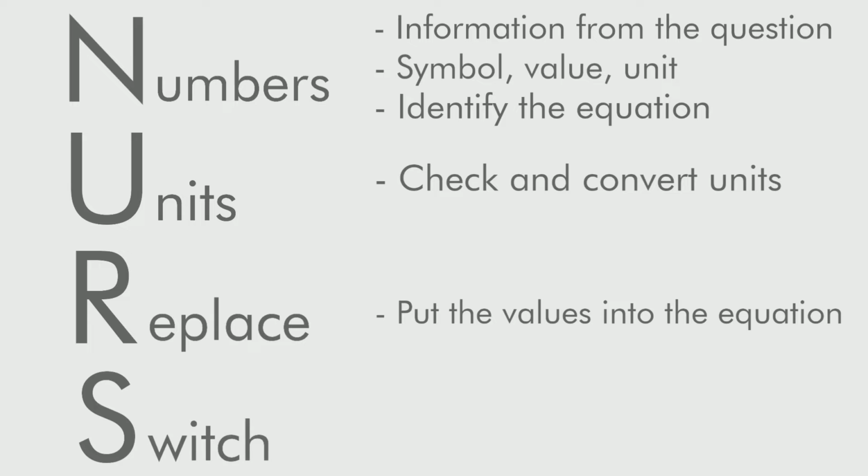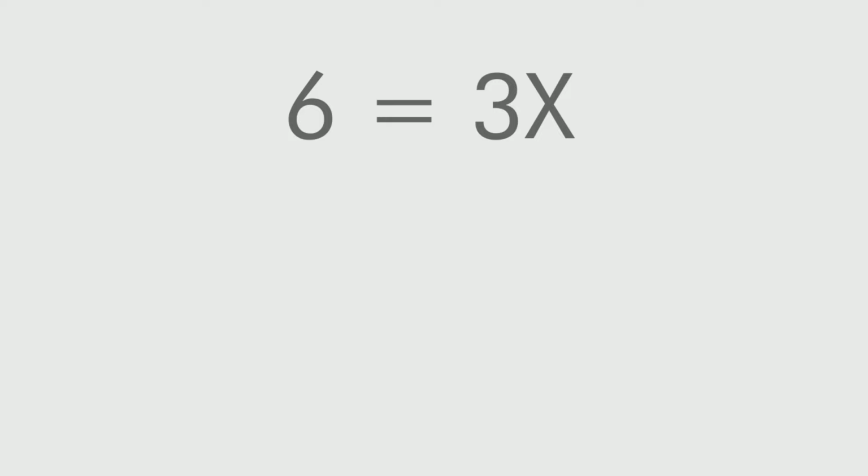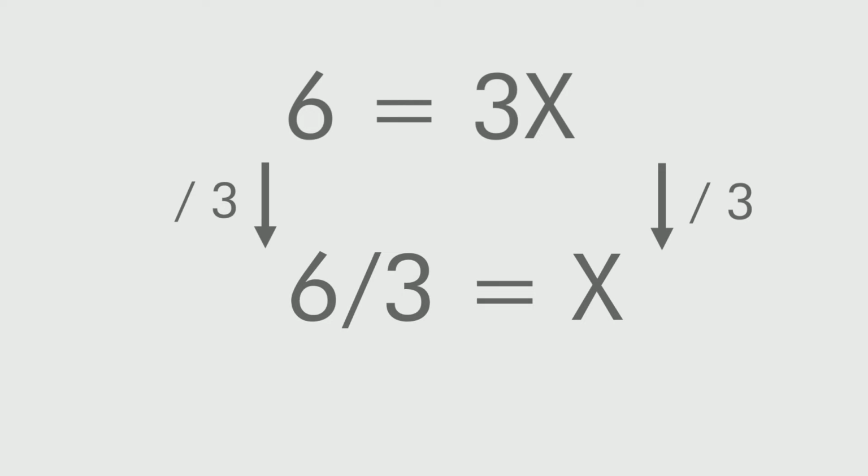The final step is switch. This part is only necessary if after carrying out the replace step, the unknown value you're trying to calculate is not the subject of the equation. If it is the subject of the equation, then you can go ahead and skip this one. Otherwise, to rearrange the equation, you need to get rid of everything that's on the same side of the equation as the unknown. For example, here x is not the subject of the equation as it's being multiplied by 3. We need to remove this to get x on its own. To do this, we do the opposite operation to both sides. As we have a multiply by 3 currently, we need to divide both sides by 3 to remove it.